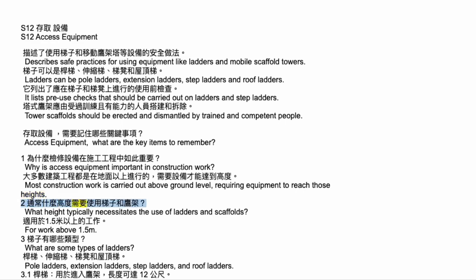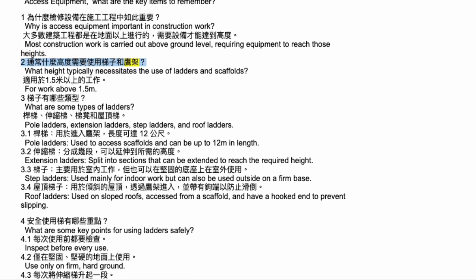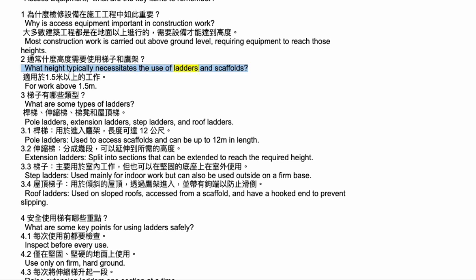2. What height typically necessitates the use of ladders and scaffolds? For work above 1.5 meters. 3. What are some types of ladders? Pole ladders, extension ladders, step ladders, and roof ladders. 3.1 Pole ladders used to access scaffolds and can be up to 12 meters in length.